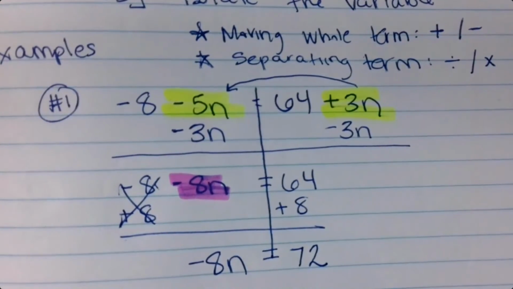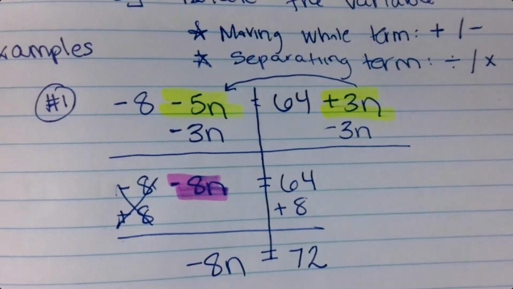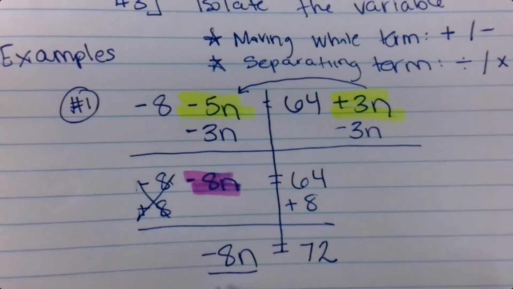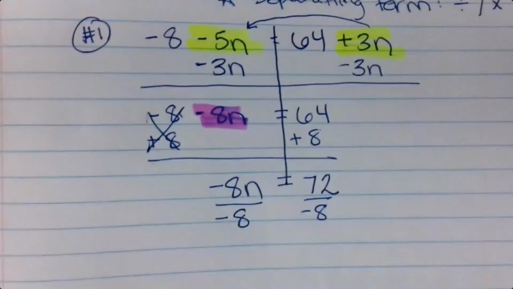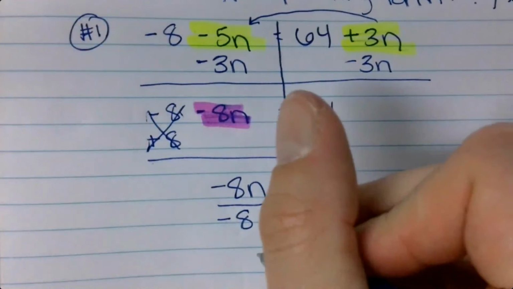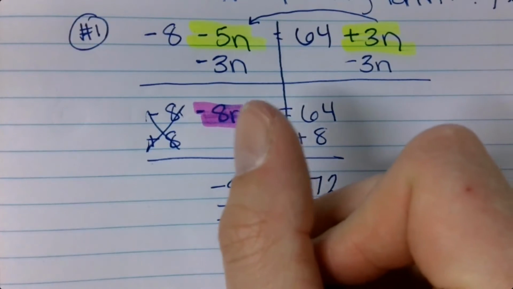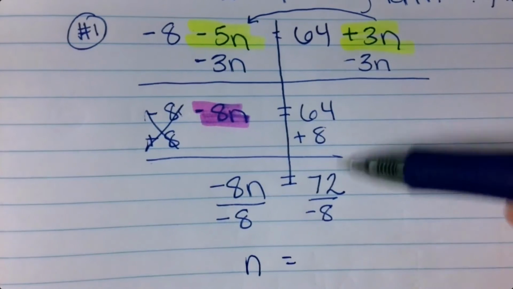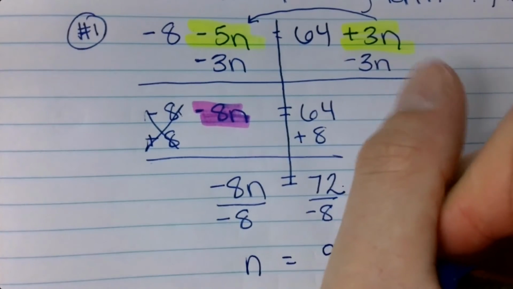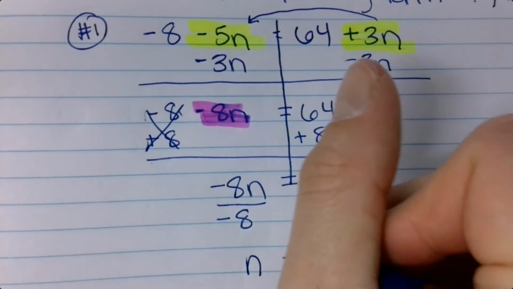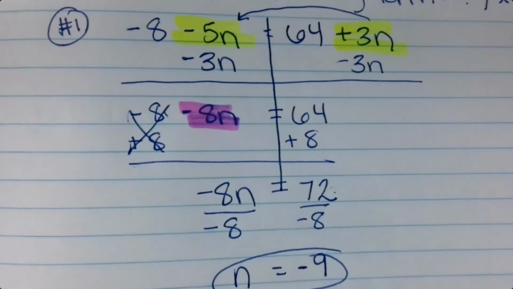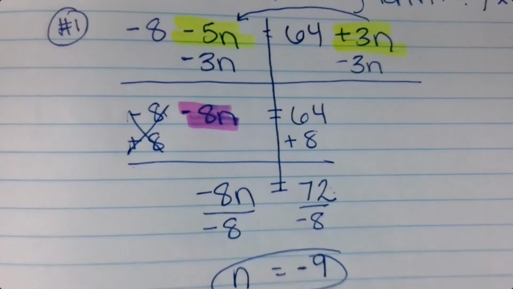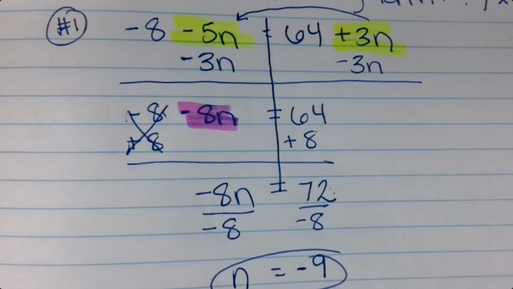Again, my n is still not all by its lonesome, which is what I want. In order to do that, I'm going to divide both terms by -8. On the left, 8 divided by 8 is 1. Both signs are the same, so that is a positive. So this is going to be n equals 72 divided by 8 is 9. This is a positive, this is a negative, meaning this is a -9. Okay? So hopefully, if you didn't feel stellar about last class and how we went through it, hopefully this feels a little bit better today.